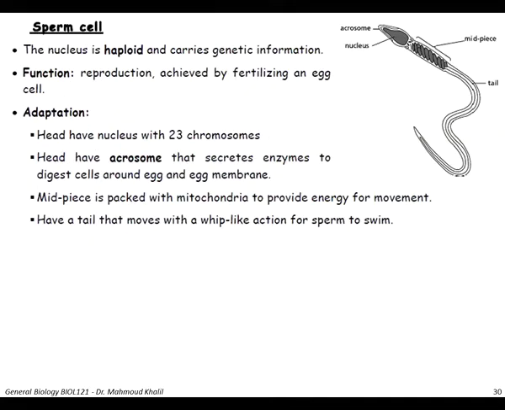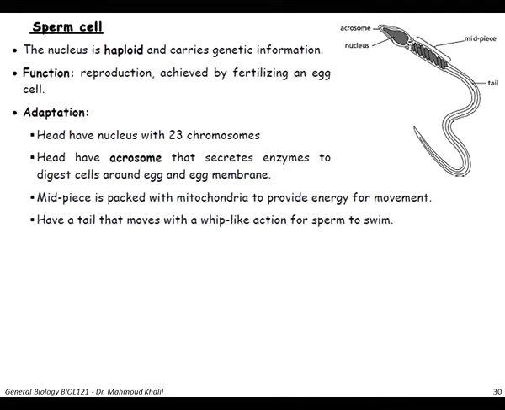The next specialized cell is the sperm cell, which is actually haploid as well and carries the genetic material. The same, its function is reproduction, achieved by fertilization with the egg cell. Its adaptation, same as the egg cell, is a haploid number of chromosomes, which is 23 chromosomes. As well, it has an acrosome at the anterior tip of the sperm, which secretes enzymes that enable the sperm to lyse or digest the wall of the egg and the egg membranes for penetration.